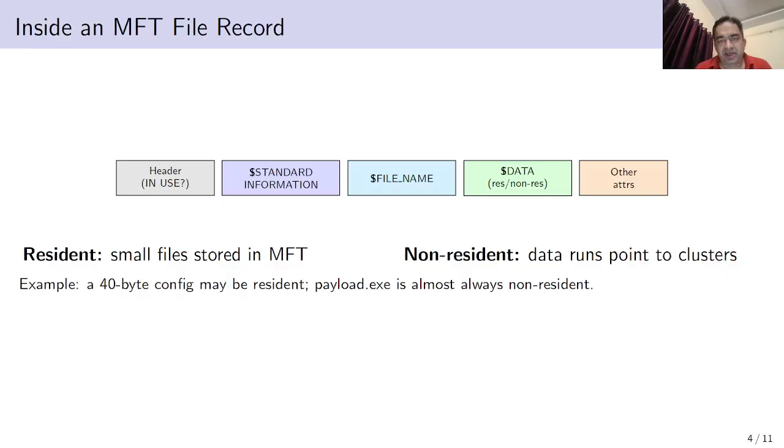Walk through the record anatomy: header, in-use flag, standard information, file name, data, residence or non-residence, and the other attributes. Resident files store content inside the MFT. Non-resident files use data runs to clusters. For example, a tiny .url internet shortcut may be resident and recoverable from the MFT alone, while update.exe bytes live in clusters that may be overwritten after delete even if the MFT metadata remains.